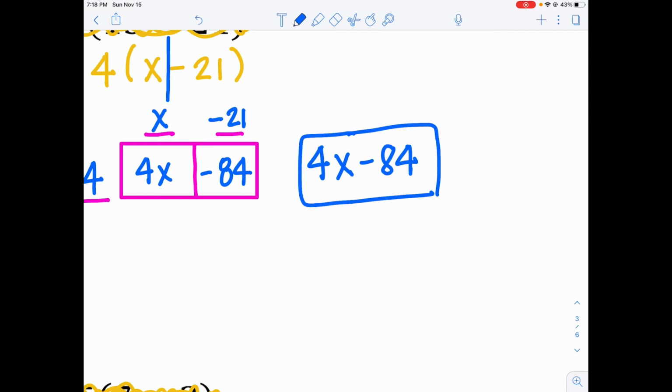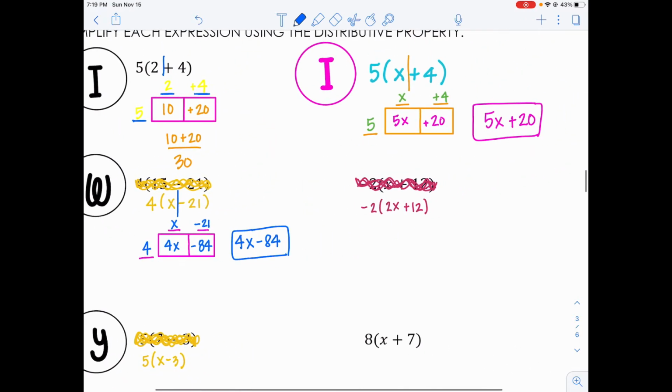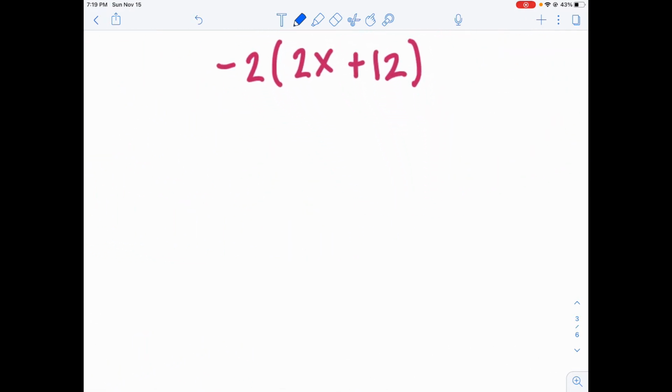Notice that I am leaving these 2 terms alone afterwards. They cannot combine. They are not like terms, which we'll do in the next section. So they stay just like that, and you write the expression 4x minus 84 is your answer. Okay, one more together.